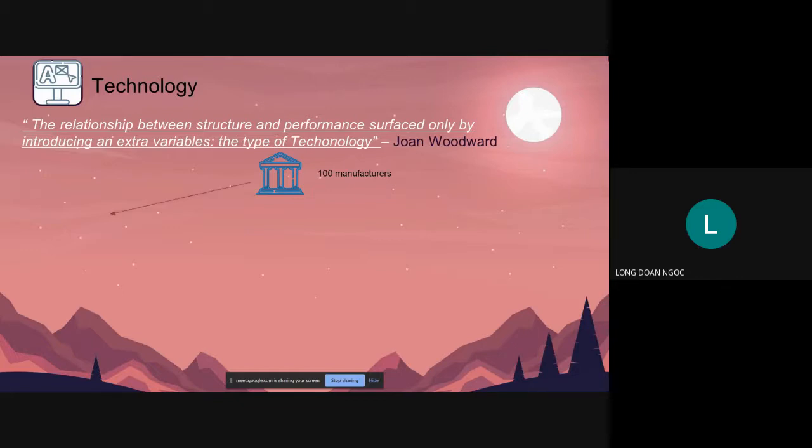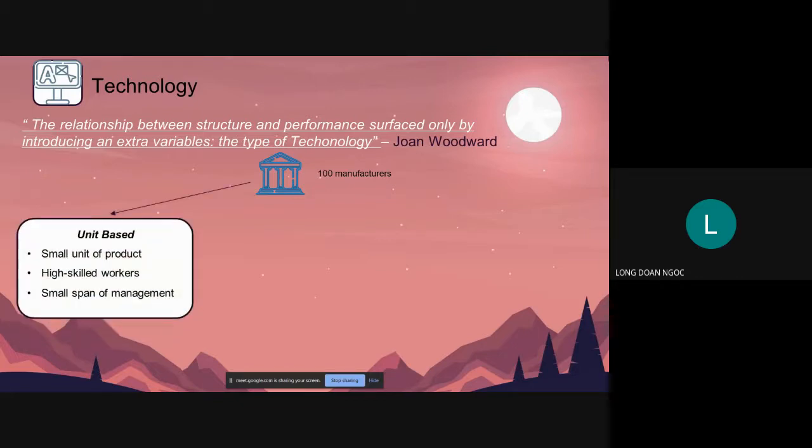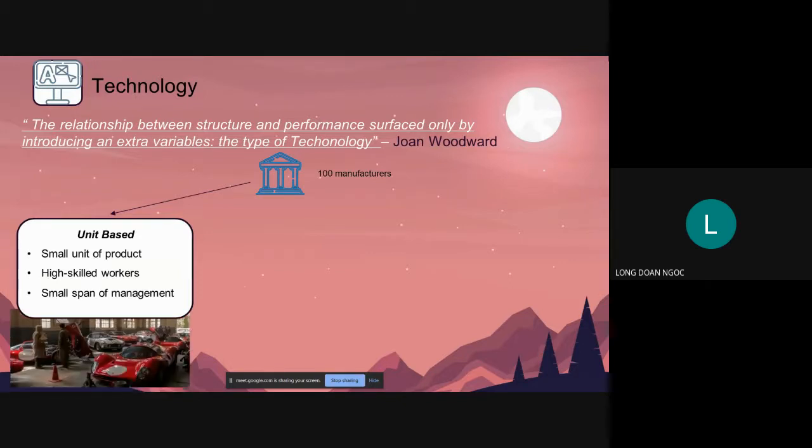First is the unit-based level. Unit-based is the type of structure that produces a small unit of goods and services designed to customer specification, requiring high-skilled workers and a small band of management. As an example of this, we can mention Ferrari. While there are many, very few of these cars are produced each year; each car has gone through a highly professional procedure and is the fruition of master craftsmanship and the dedication of those who made it.